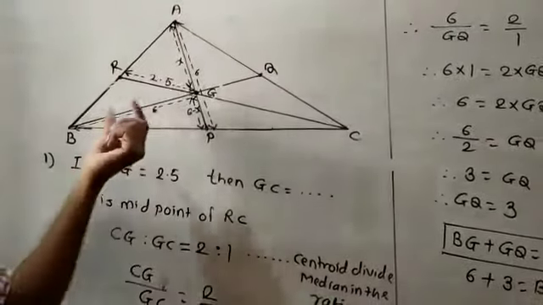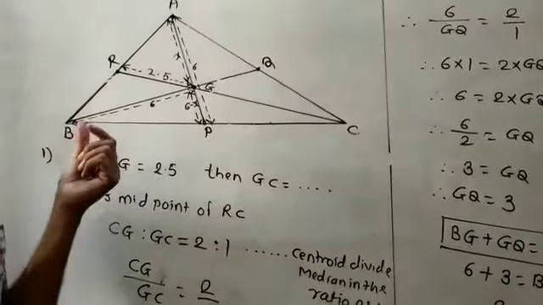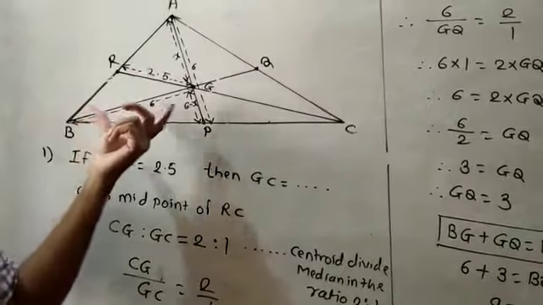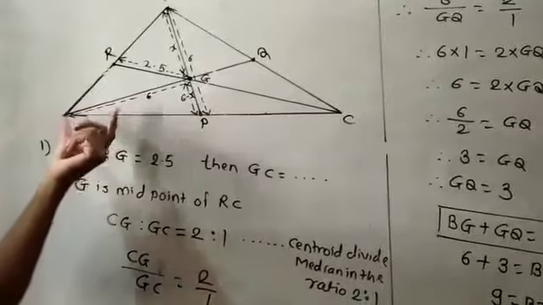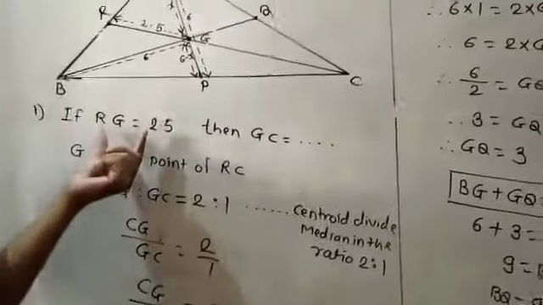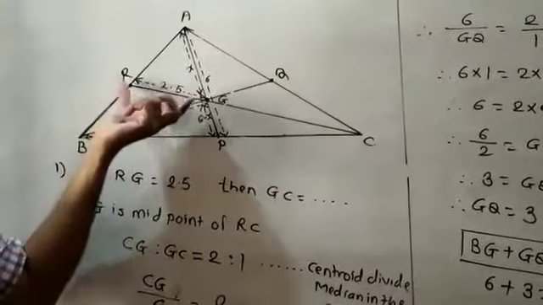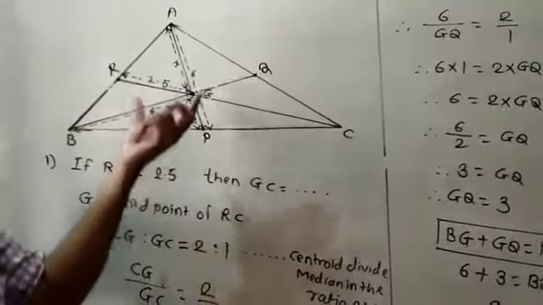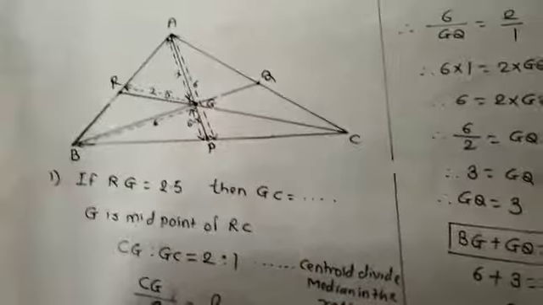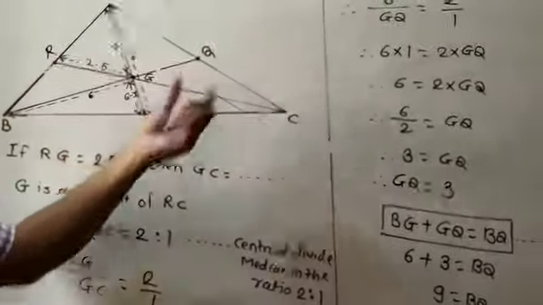Then some measures are given. According to that, whatever they ask, you have to find out. RG is given, RG is equal to 2.5 centimeter. If RG is 2.5 centimeter, you have to find out the GC.